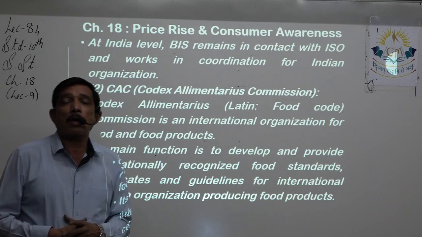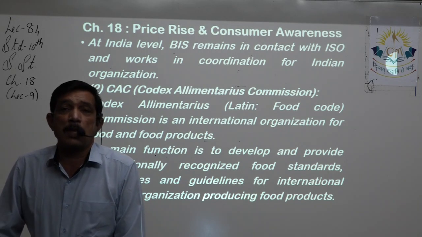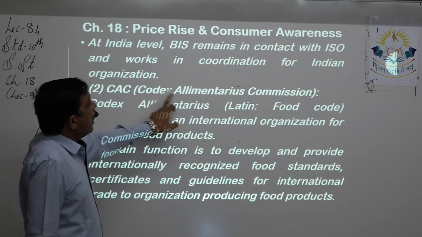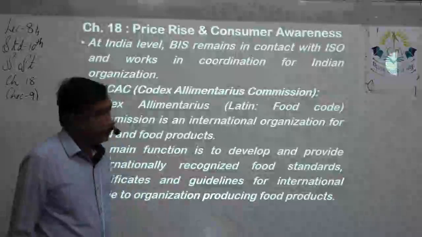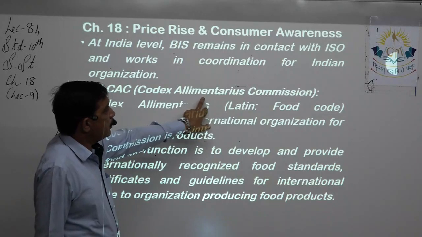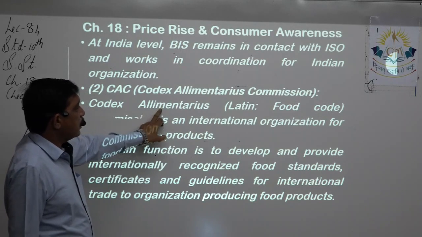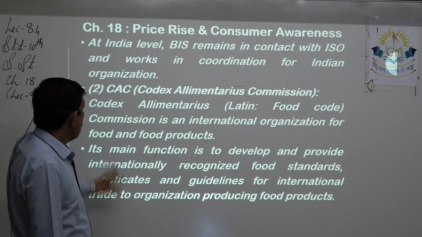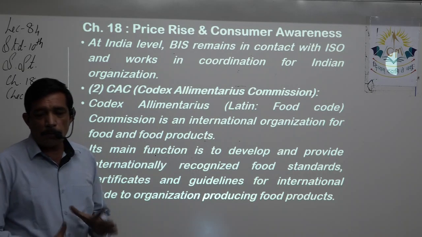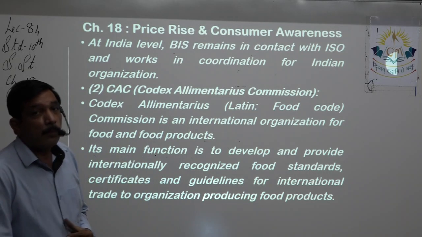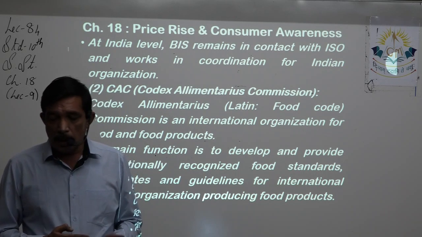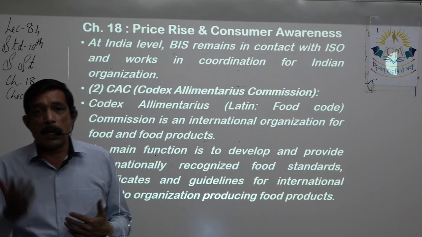The next organization at international level for standardization is CAC, that is Codex Alimentarius Commission. That is the full form of CAC, Codex Alimentarius Commission. Codex Alimentarius, Latin for food code. Commission is an international organization for food and food products. So if any company has a certificate issued by CAC, then it meets the international standards.